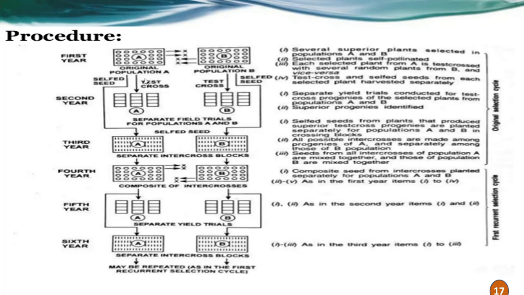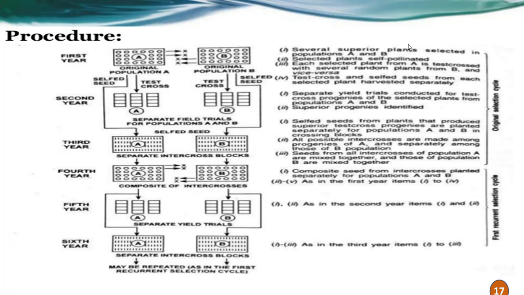Let us see here, there are two populations, A and B. This A population serves as a tester for B, and this B population serves as a tester for A. And the test cross progenies of B and A are taken here as A, and A and B as B here. So these two populations are the source of tester for each other. Let us do the procedure.